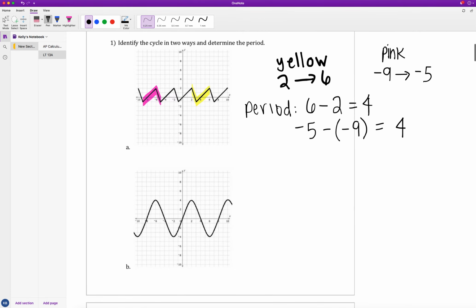Okay, let's look at this next example. I want you guys to pause the video and try drawing the cycle in two ways and see if you get the same length of the period for each. Okay, let's take a look at this graph.